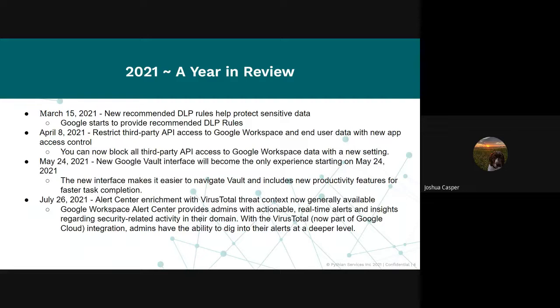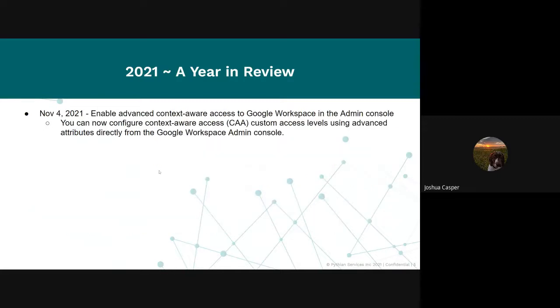In May, the new Google Vault interface took over. In July, the API Center was enhanced. We'll skip way ahead to November 4th. Context-aware access to Google Workspace, the admin console, became configurable. That's a pretty cool tool. That one would be more for our enterprise clients and not on the business SKUs, but it's a very interesting tool.